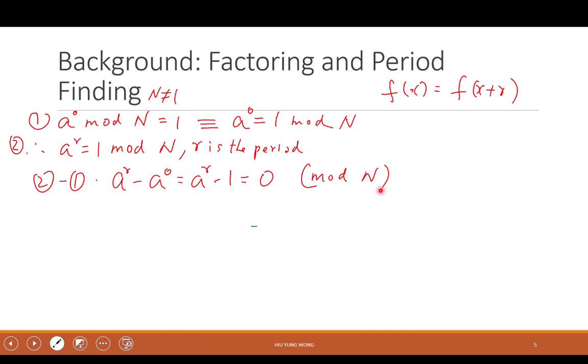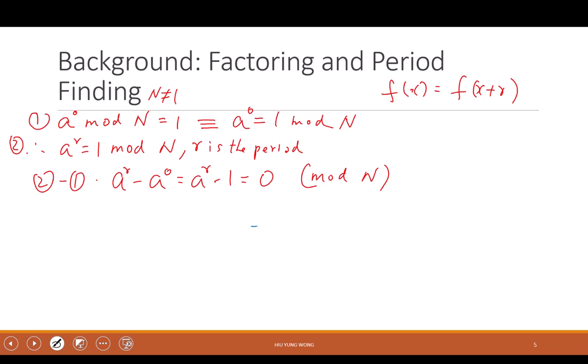But you just trust me that this modulus operation, in this case, is the same as regular algebra. If I remove modulus n, this is very straightforward to you. a to the r minus a to the 0 equals 1 minus 1. So a to the r minus a to the 0 equals 0. This one minus this one, these two equations. Make sense? Is that okay?